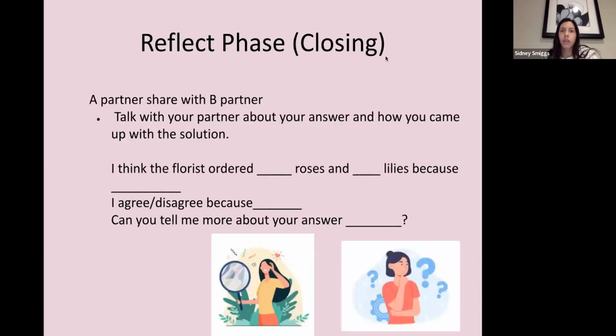And then to conclude it, the reflecting phase, partner A share with partner B. Talk to your partner about your answer and how you came up with the solution. So for specific things we said, I think the florist ordered blank roses and blank lilies because blank. I agree or disagree because blank. And then, can you tell me more about your answer?